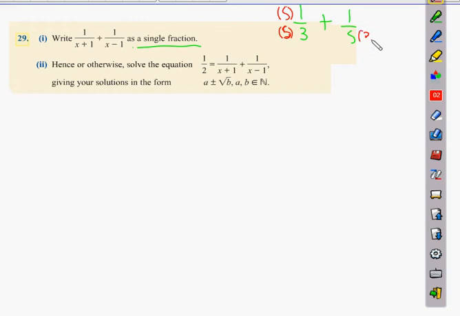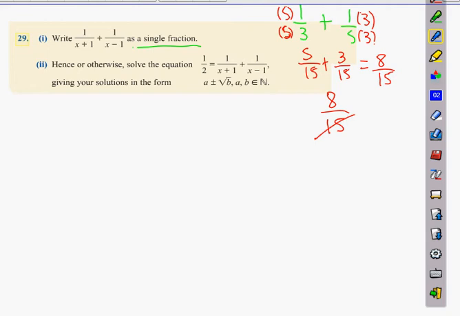A 3 here top and bottom, because I need to turn it into 15ths as well. I'm going to get 5 over 15 plus 3 over 15, and the answer is 8 over 15. Am I allowed to get rid of the bottom? No, because 8 over 15 is not the same thing as 8. So you're only allowed to cross off the bottoms when you're solving an equation.